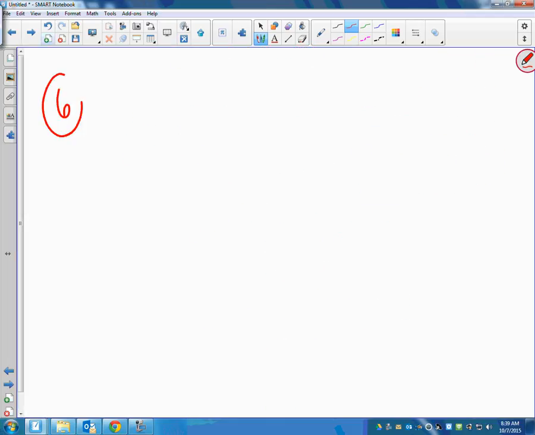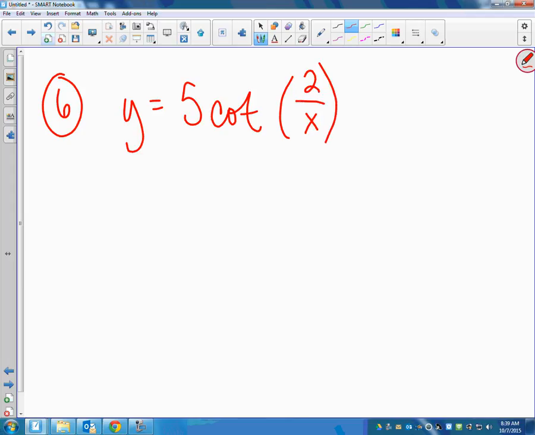On number 6. I just keep forgetting. And on this one, this is where they gave you the u value if you wanted to use the u substitution, where you can plug in u and then multiply by u prime. But this is just our inside function there. So 5, and this is our outside function. So what is the derivative of cotangent?